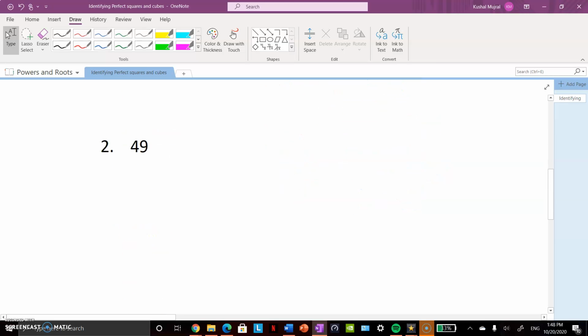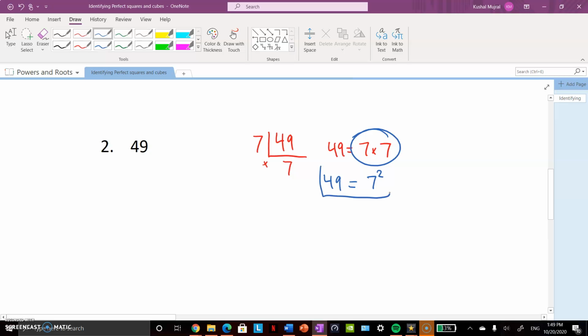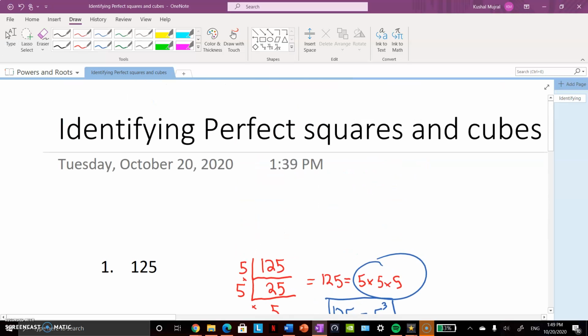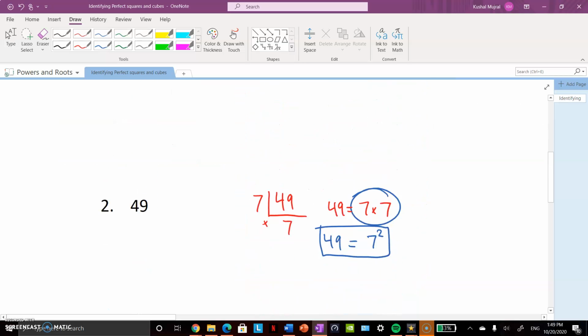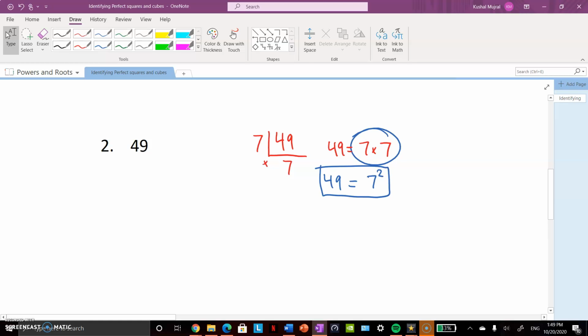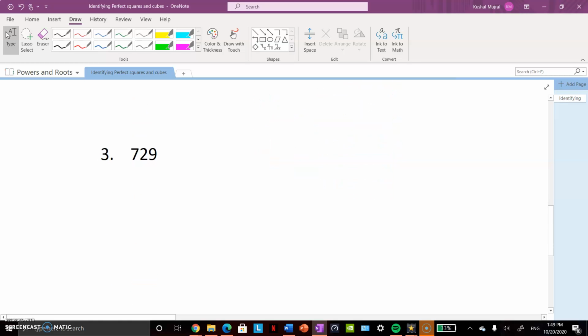So look at this, 49. We're going to put 49 into a prime factorization. The lowest number that goes into 49 is 7, and we're left with 7. So 49 equals 7 multiplied by 7. And because there's 2 7s here, that is 7 squared. So 49 equals 7 squared. Remember, we're identifying perfect squares and cubes. So 125 equals 5 cubed, 49 equals 7 squared, and that's all the work that you really need to show. So look at 729.